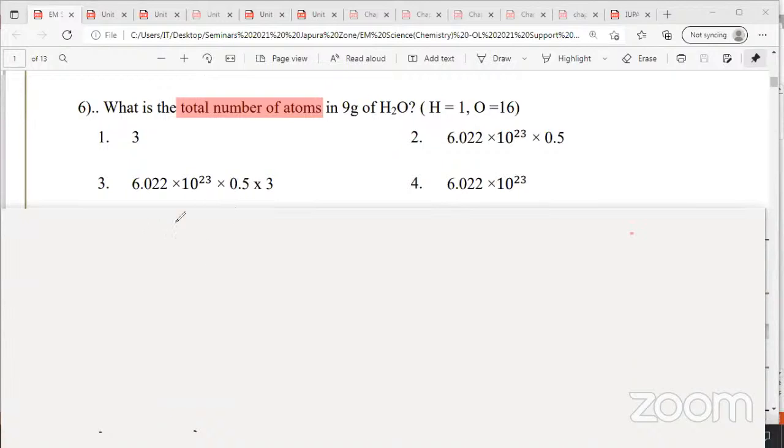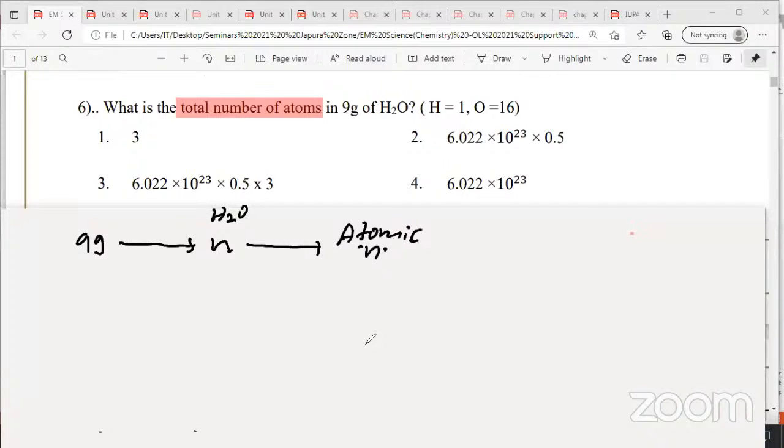Okay, let's see the answer. I'll look at the screen, everyone. First, you should convert 9 grams into number of moles. That is n. Then from n you have to go for atomic moles. Total number of atomic moles in H2O. How many total atomic moles? After that you have to convert into atoms. So first you find H2O moles, then atomic moles.